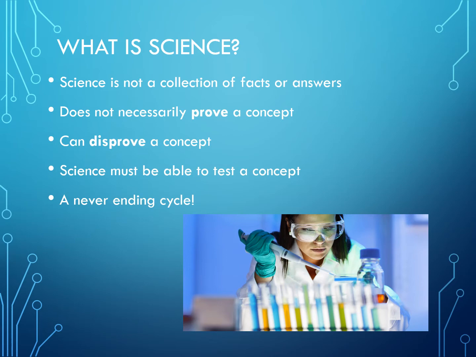The idea behind science and the process of the scientific method is that while there are statements of actuality or occurrence from direct observations or evidence that can be verified, otherwise known as data, science is not a collection of facts or answers. Science is a never-ending cycle that can disprove various concepts, does not always prove a concept, but always must be able to test a concept.